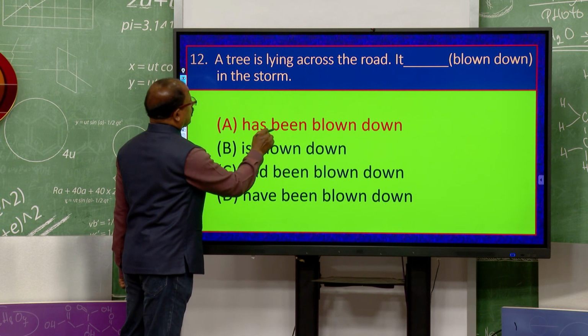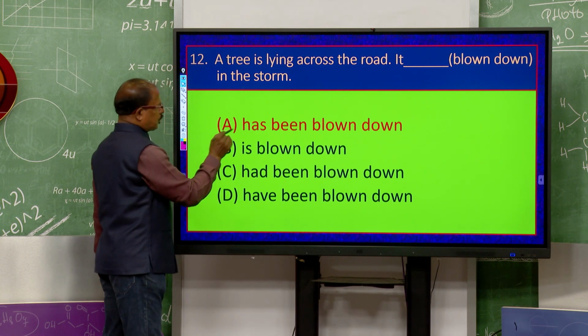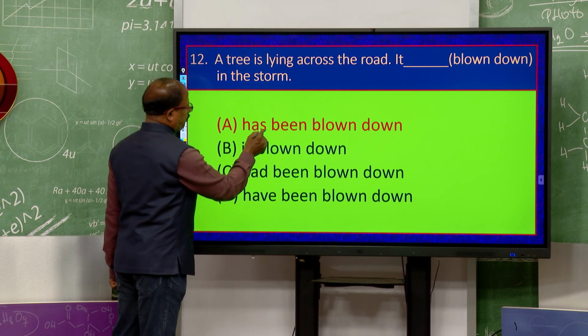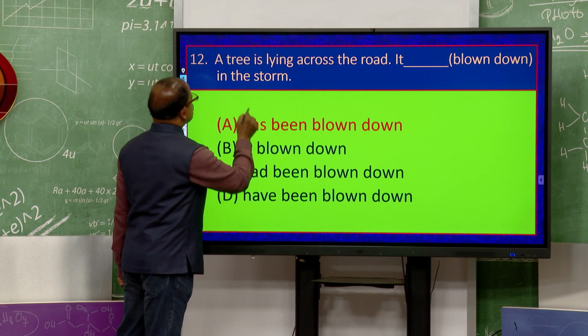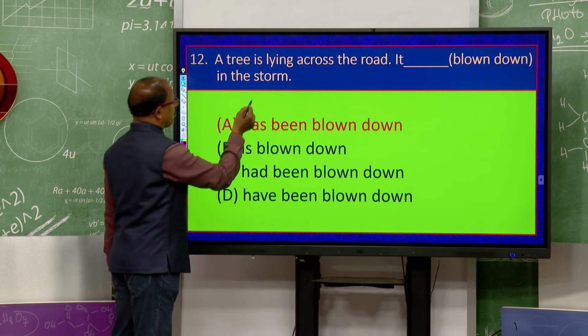you select the perfect form of the tense, right. So, present perfect tense, that means a tree is lying across the road, it has been blown down in the storm, right.